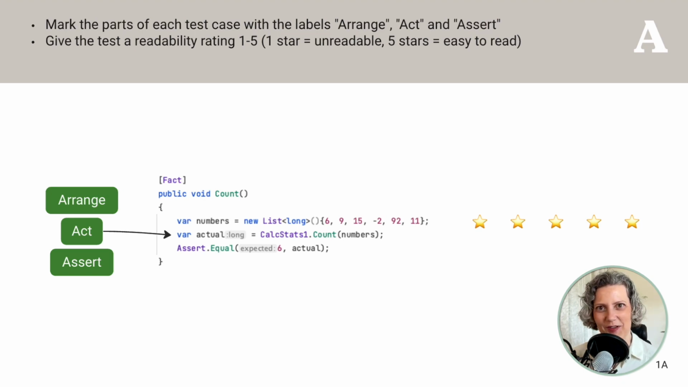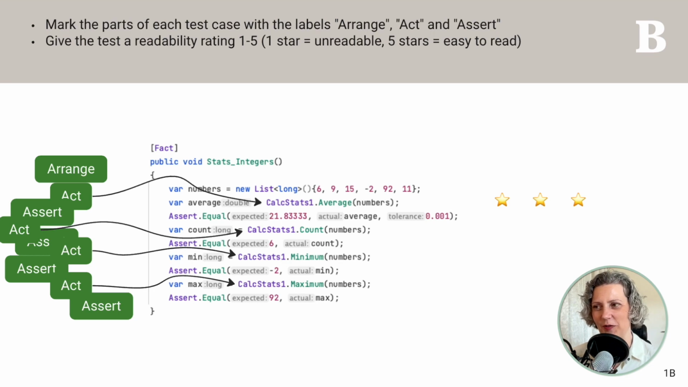This next one, on the other hand, wasn't quite so straightforward. There are a few more lines of code here. And when you look at it, there are actually 4 act steps here. It's really 4 tests in one. And that makes it a little bit harder to read. But there's still not a great deal of code here, so I've still given it 3 stars for readability. But I would actually prefer this to be split up into 4 different test cases.